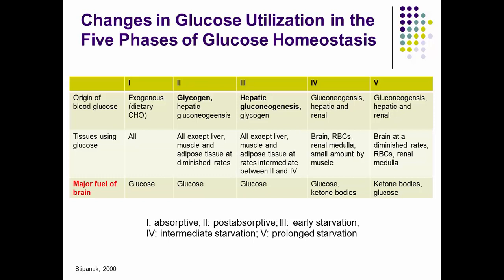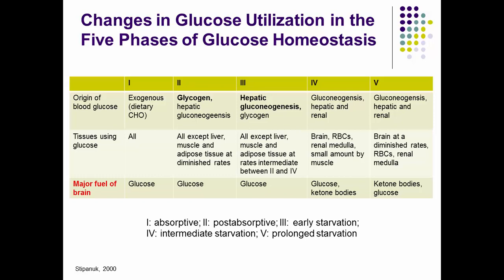Because we use up all the glycogen, we need to make new glucose. So hepatic gluconeogenesis, the gluconeogenesis in the liver, has become most important in making new glucose to contribute to the glucose utilization. Again, in phase 3, the brain still uses glucose as the major fuel, but the other tissues start to decrease, right? It's already decreased in phase 2, but there is a continued decrease in the utilization of glucose in the other tissues.